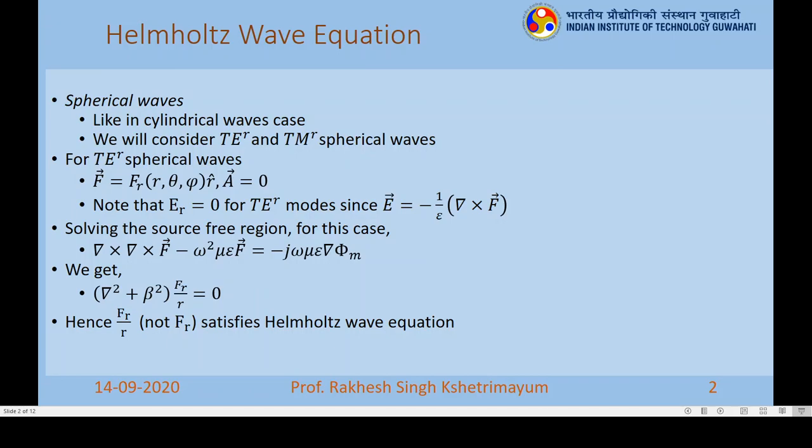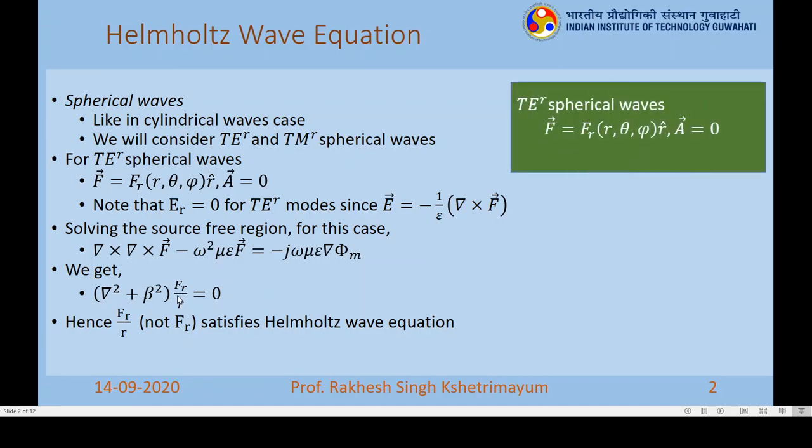This is a little bit different from whatever we have done for plane waves and cylindrical waves. Their wave equation was satisfied by one of the components of the fields. But here the Helmholtz wave equation is satisfied by Fr by r. We have one additional term r here, Fr by r.